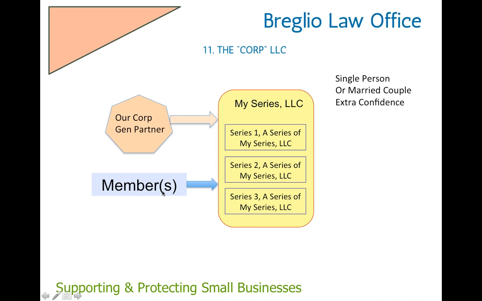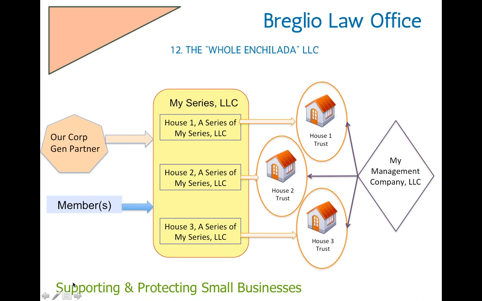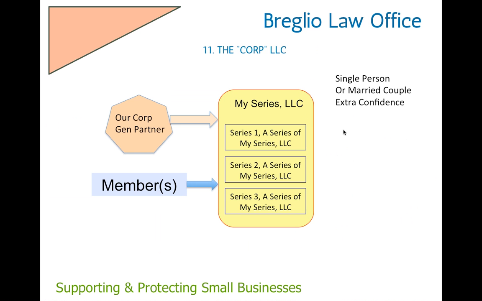Okay, number 11, the corporate LLC. This is used if there's a single person who is not married and doesn't want a partner on their deals, but they want that charging order protection. If they own the LLC just by themselves, they wouldn't get it. So what they can do is become the one member at maybe 90%. Then they can set up a corporation that owns 10% of that LLC, which makes it a multi-member LLC. So it's a great way for a single person to get charging order protection.